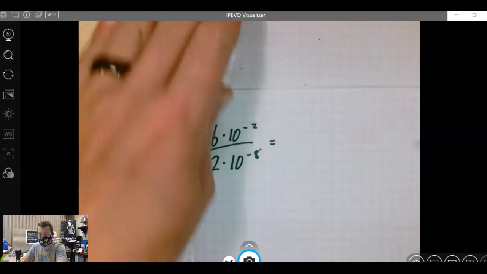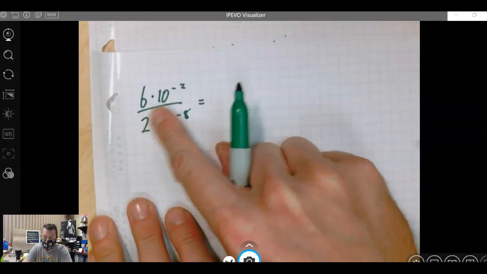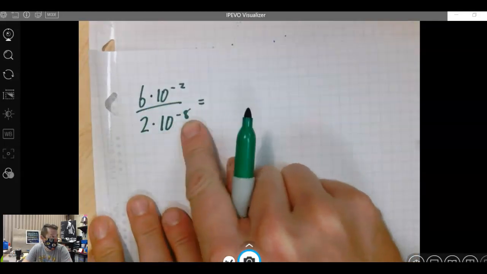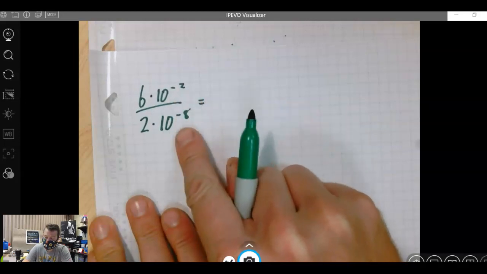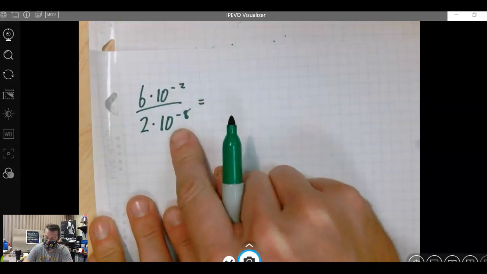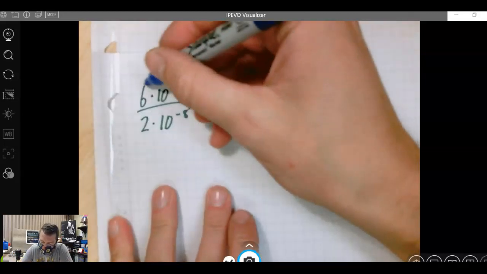All right, so we're doing a little bit of help for scientific notation. We have: how many times larger is this value compared to this value? So we know this divides by 10 twice, and this divides by 10 8 times, so this is going to be a smaller number. But here's the trick when we solve values like this.